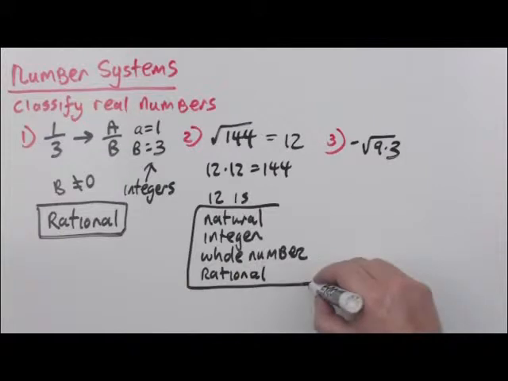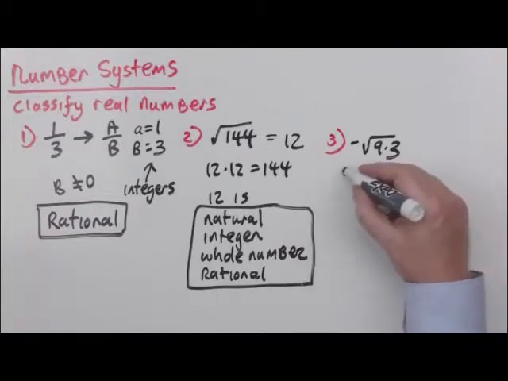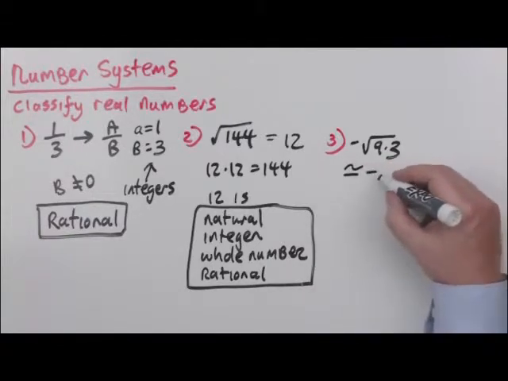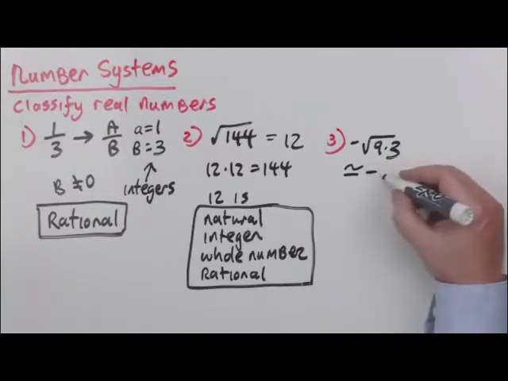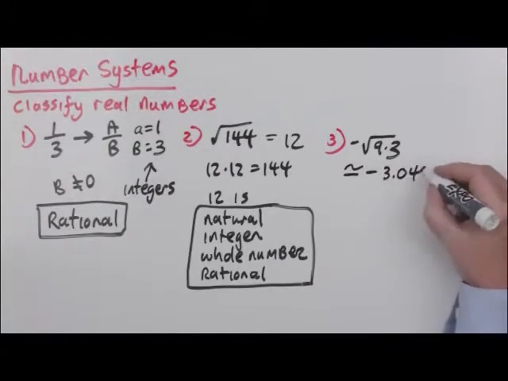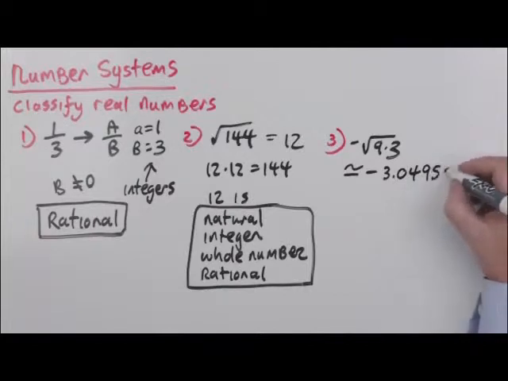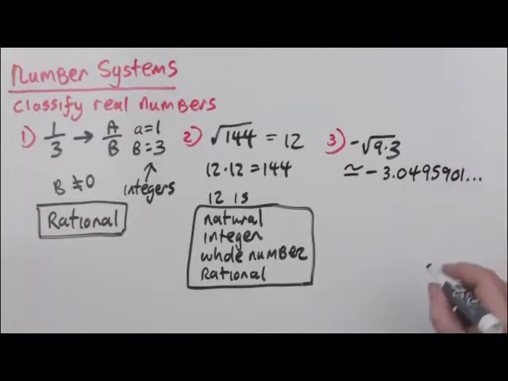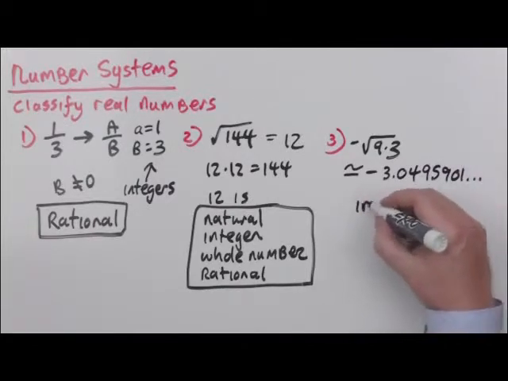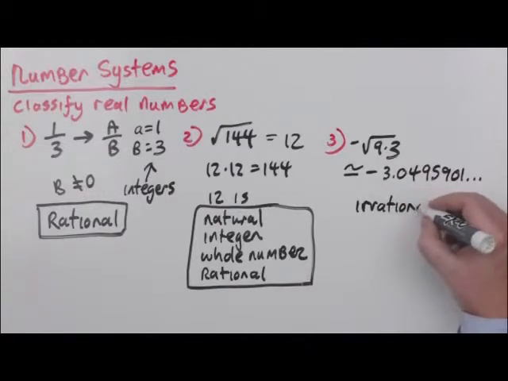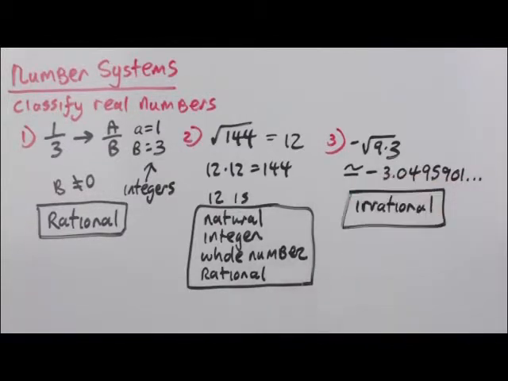Okay, don't get fooled on this next one. The negative sign is outside the square root sign, so it might be a rational number, but let's see. That's approximately 3.049501. It goes on and on. It doesn't repeat. Since it doesn't repeat, we never can really define it. So that is an irrational number.